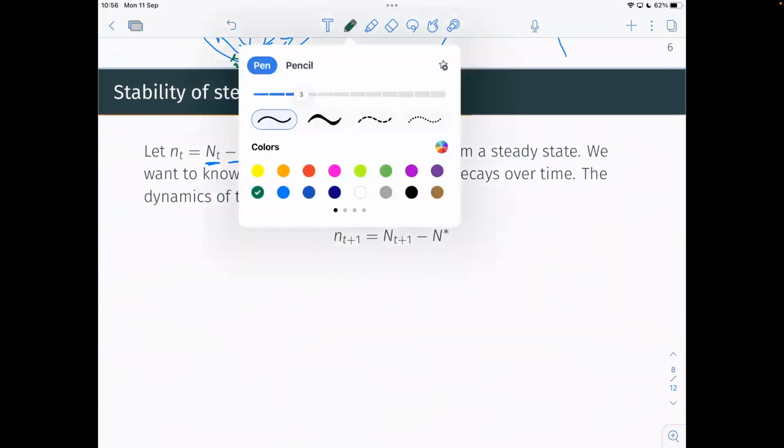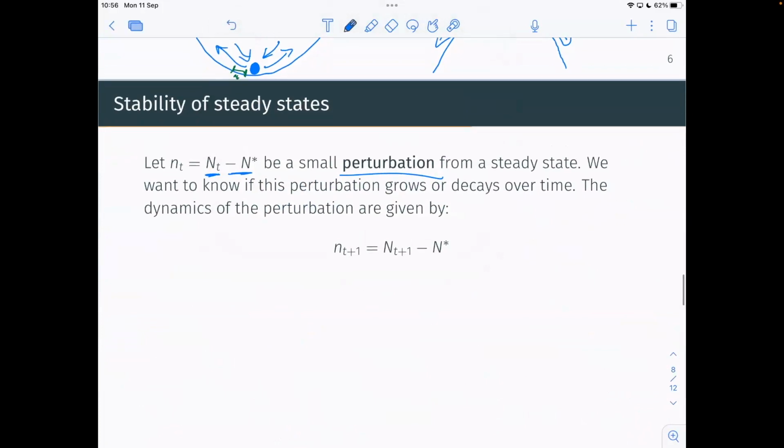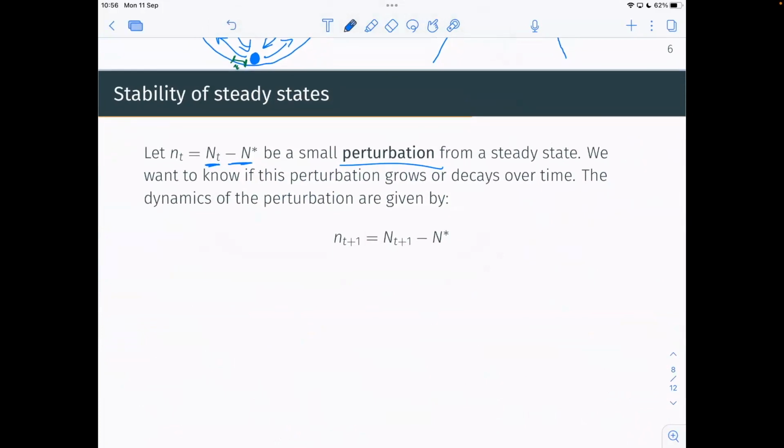And so we want to know if this perturbation grows or decays with time. If this little n t gets bigger and bigger, that means we're not going back towards n star. The difference between capital N t and n star is getting bigger, therefore we're not moving back towards it. If it goes to 0, then N t is tending towards n star. That means the difference between our steady state and the population size at a given time is getting smaller, so we're moving towards it.